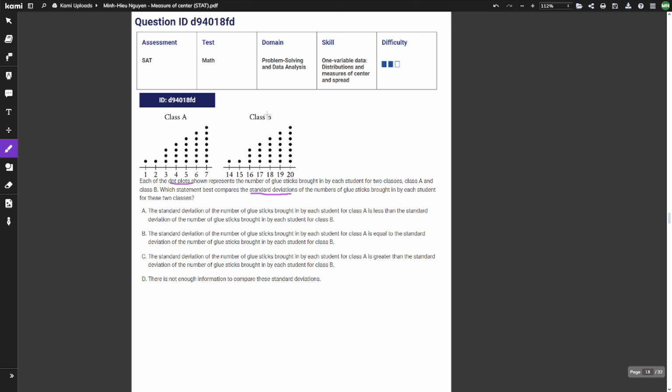But if we look at these two dot plots, they look the exact same. I mean, we have 1, 1, 1, 1, 3, 3, 4, 4, and so on and so forth. So if they look the exact same, that means they also have the exact same standard deviation. So our answer is B, where the standard deviation is equal to the standard deviation. Now, even though these have different numbers on the bottom, here it's 1 through 7, and here it's 14 to 20, that doesn't matter. All we're looking at is the shape of the dot plots themselves.